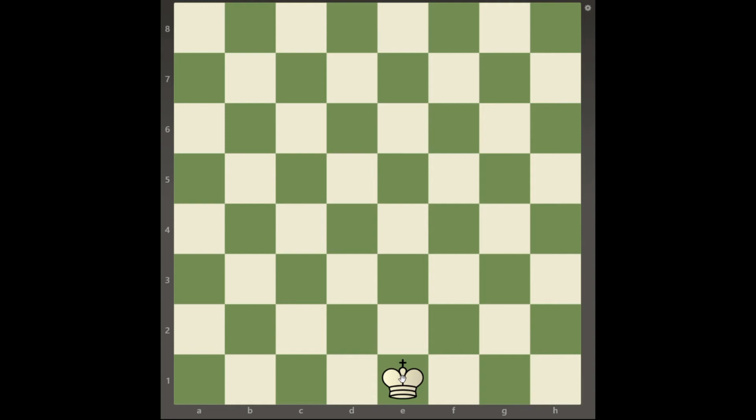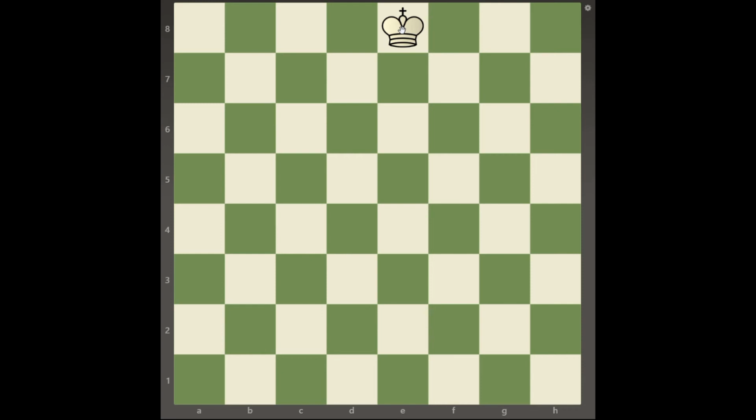Let's move our king across the board to the E8 square, and please join me in saying the names of the squares he visits on his journey. The king starts on the E1 square and begins his journey by moving to E2, then E3, E4, E5, E6, E7, and finally E8. That was pretty simple.